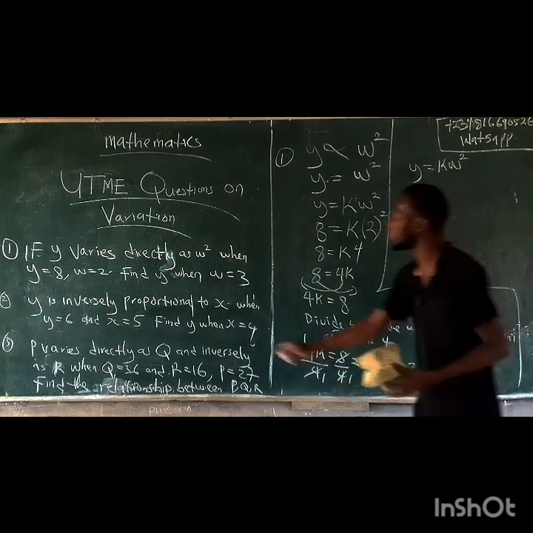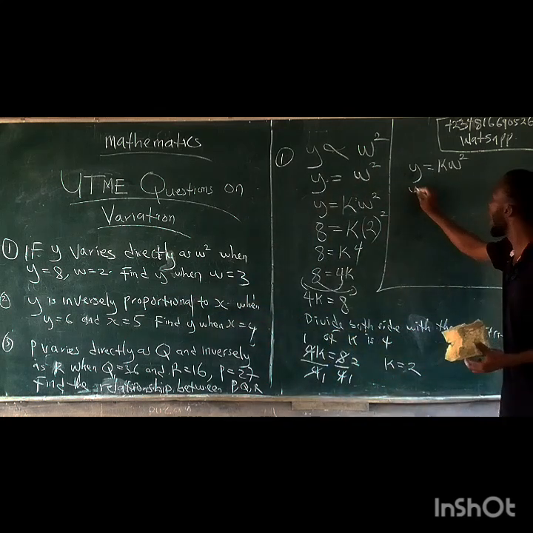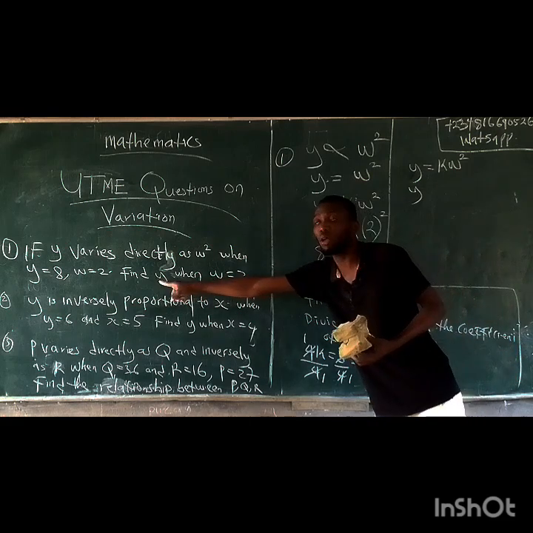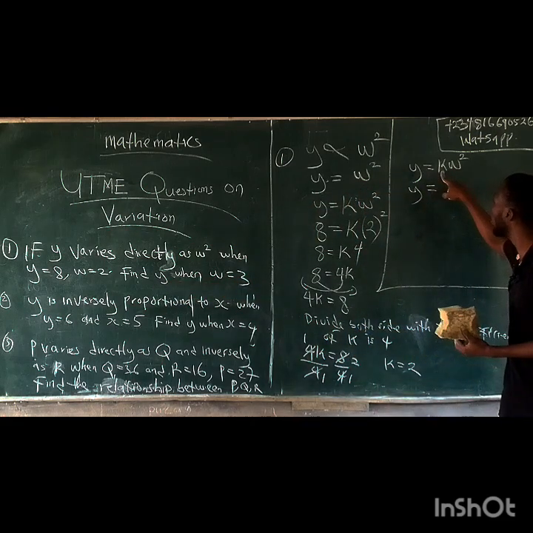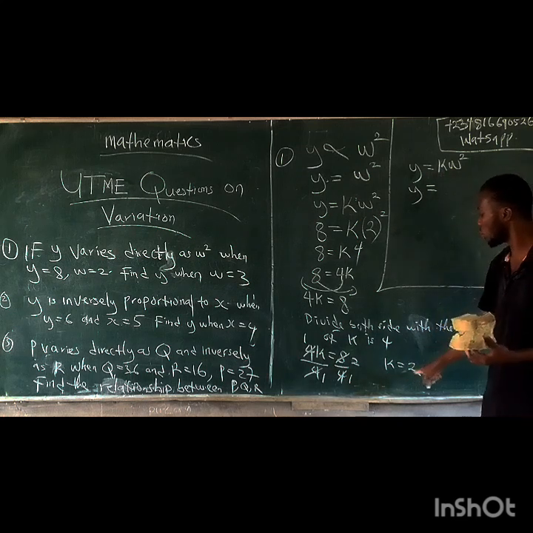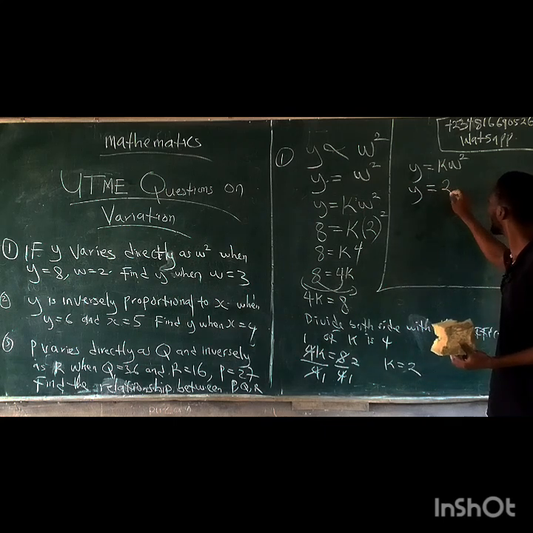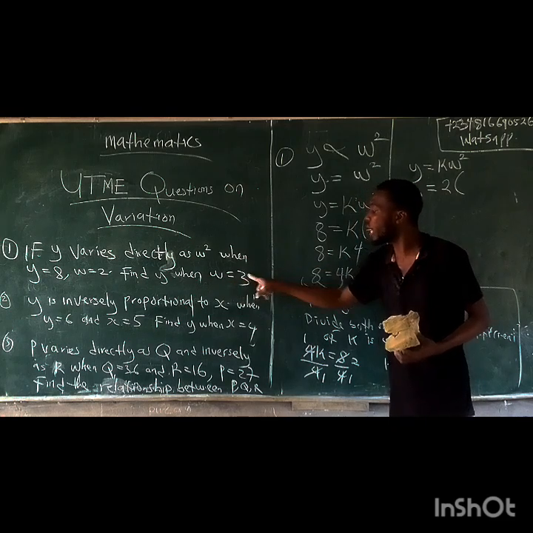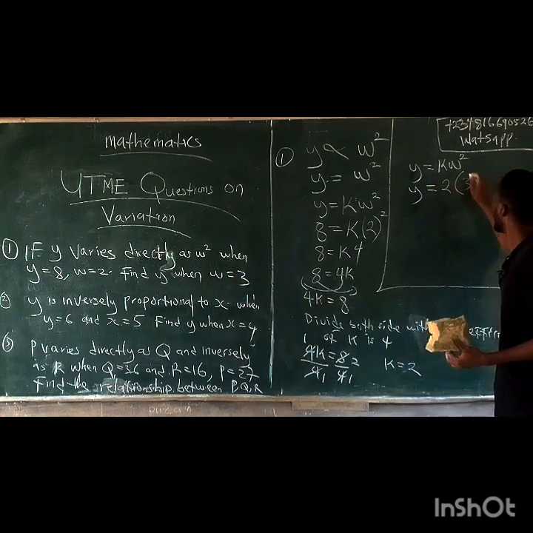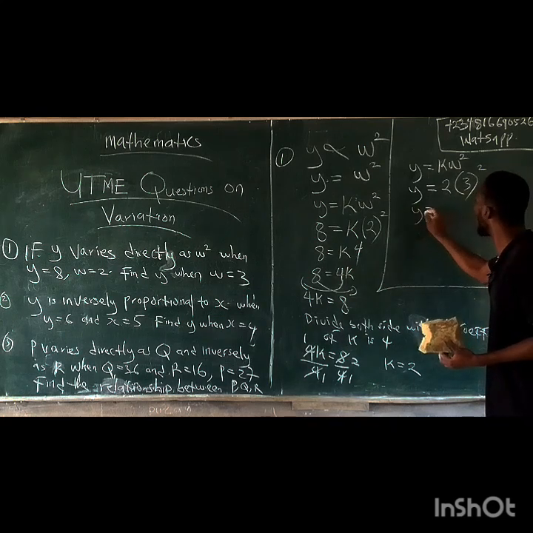Now we have to look for the value of y when w equals 3. So y, which we don't know, because that's what we are looking for, equals, now I've gotten the value of k. My k is 2. So where I see my k, I'll substitute it with the value, 2. Now they gave us the value of w. The w here is 3. So I'm going to put 3 there, then raised to power 2.